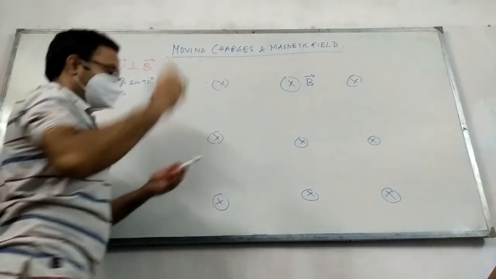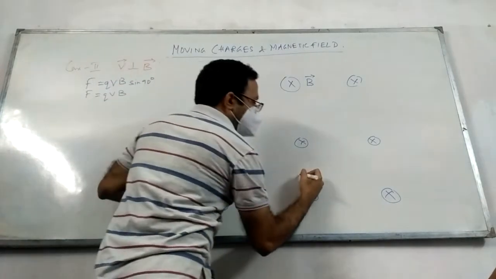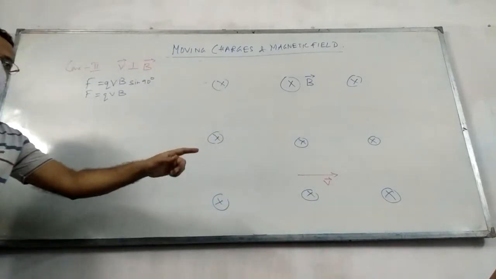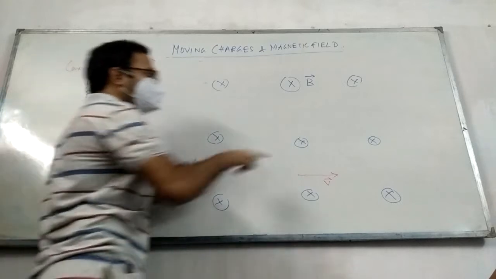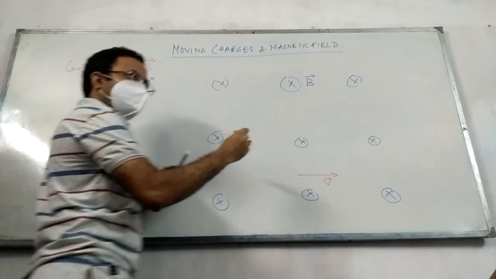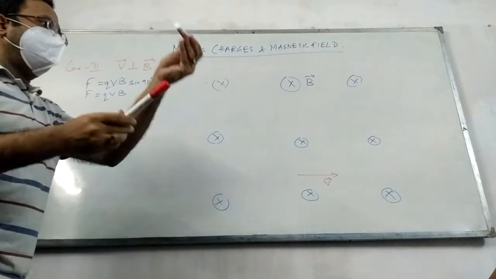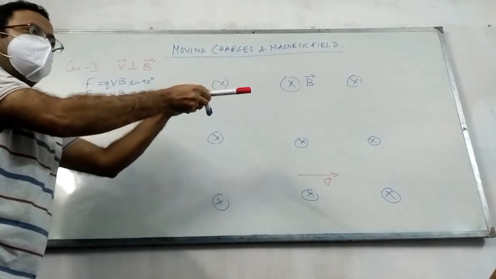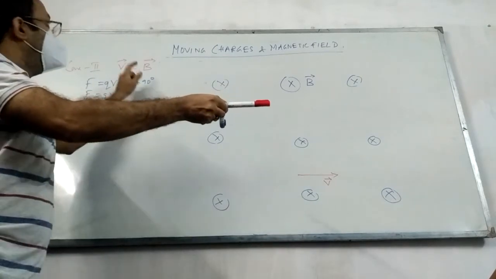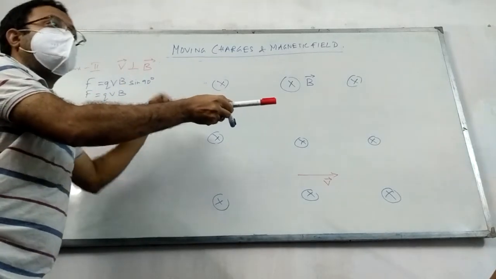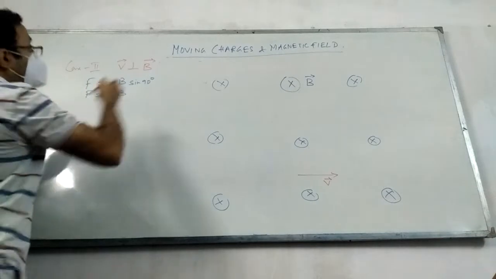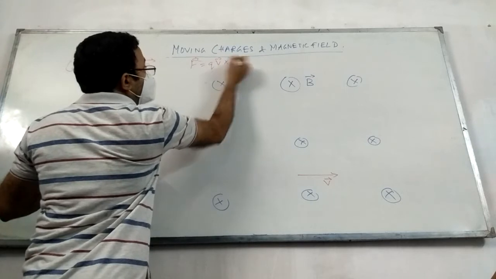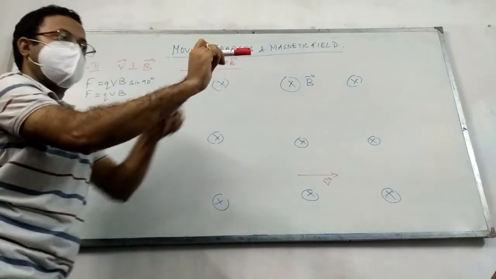What will be the direction of the force? Say I have drawn the velocity along this direction. Is this the correct representation? I threw it in this direction, and B is inwards. In 3 dimensions, v is along this direction and B is along this direction. Which direction will it experience the force? Use the cross product concept. The force experienced is given by F equal to q v cross B.